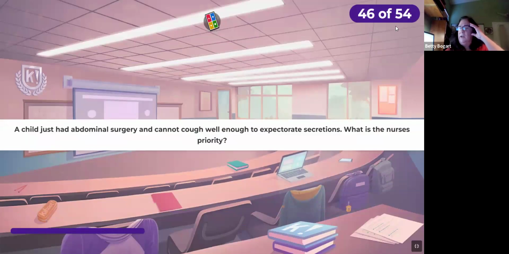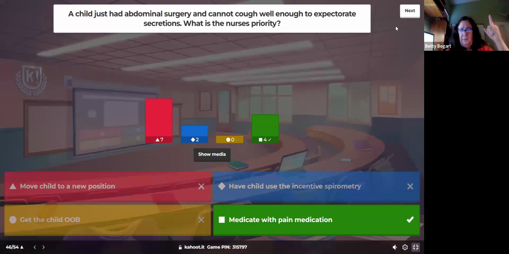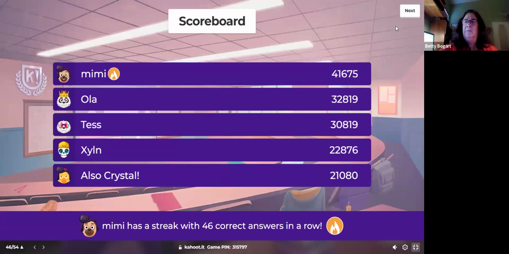A child just had abdominal surgery and cannot cough well enough to expectorate secretions. What do you need to do? They can't cough to expectorate secretions, and they just had their tummy surgery done. What do you need to do? All of the answers could be there, right? But number one, medicate for pain. Then you can move them and they're not going to hurt. You can get them out of bed. You can ambulate them. Then you could do incentive spirometry. Number one, medicate, medicate. Make them feel okay.